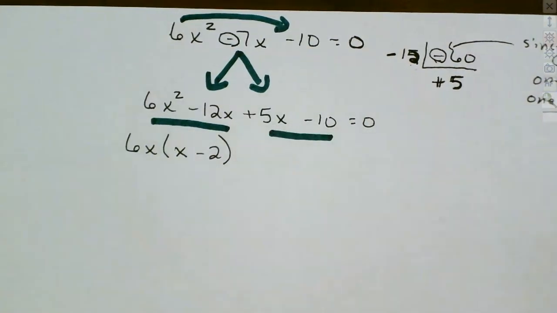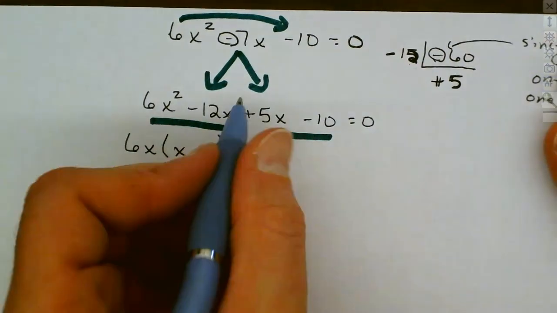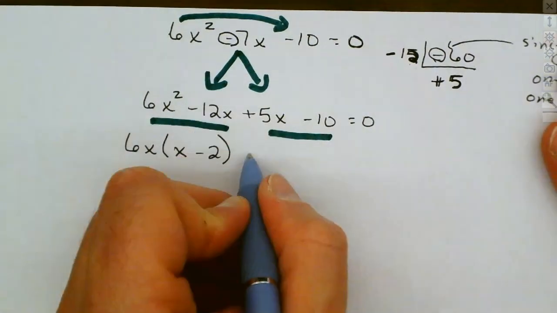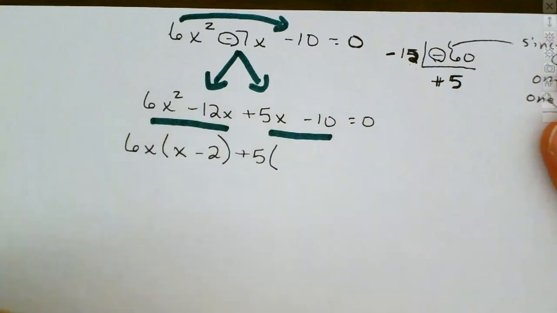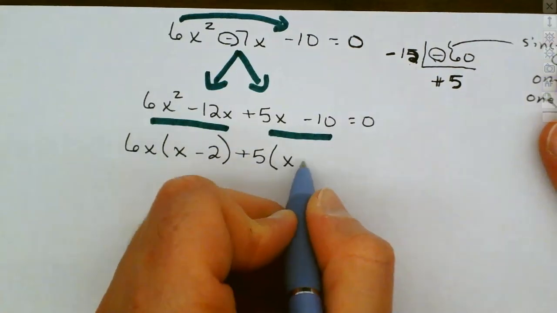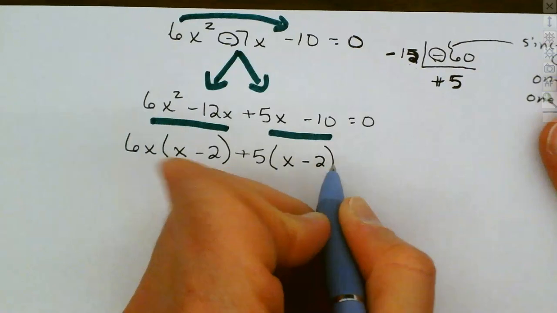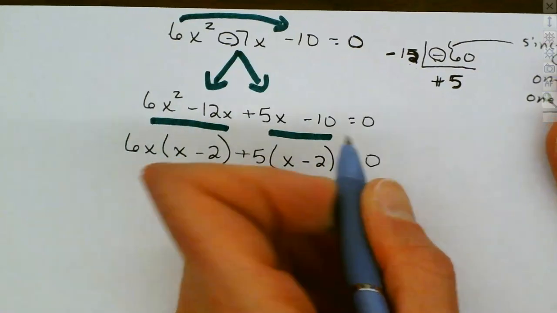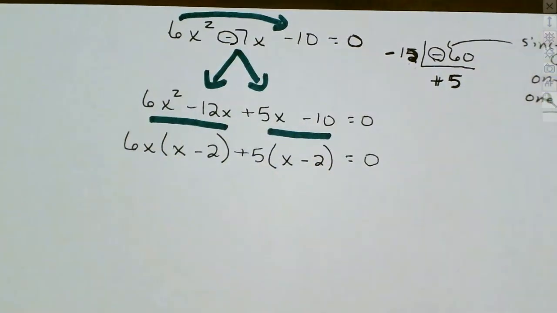What can I factor out of the next two pieces here? Okay, it looks like a 5. Okay, positive 5 will come out. And what is that going to leave me with? Minus 2. Okay, now we take a moment to make sure we're on the right track. How do we know that we're on the right track? Well, they had better be the same in the parentheses. Are my parentheses the same? Yes. So therefore I know I'm doing it correctly.